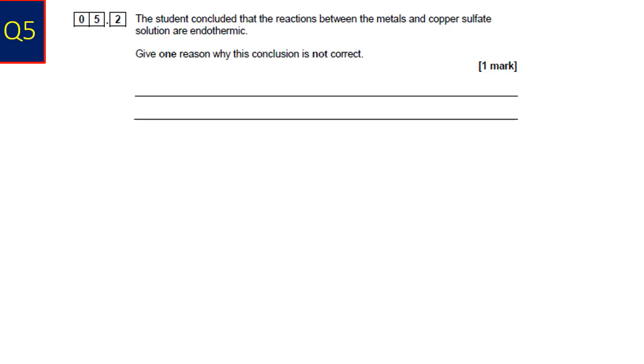So 5.2, the student concluded the reaction between the metals and copper sulfate solution are endothermic. Give one reason why it's incorrect. So endothermic reactions take energy in, endothermic enter, as we sometimes use. So that would mean we would observe a decrease in temperature, but we observed that the temperature increased. An increase in temperature shows that it's an exothermic reaction.